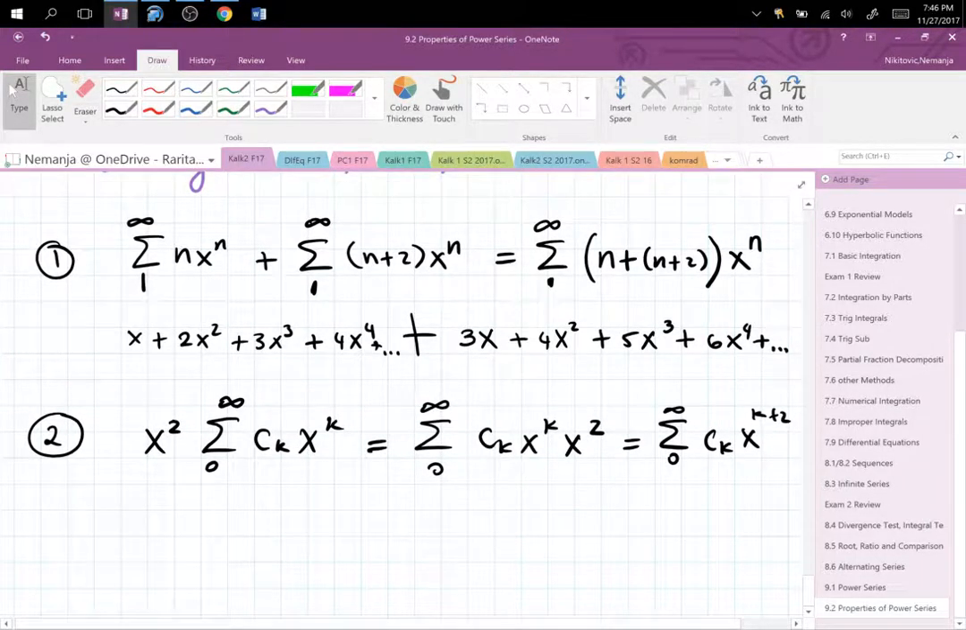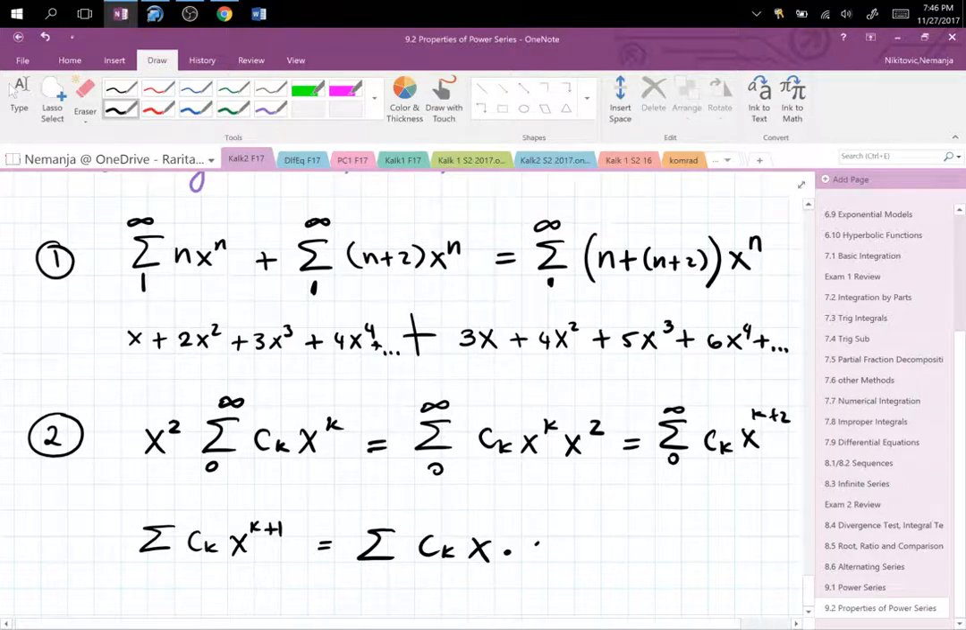In some cases, in differential equations, you will have to pull the x out to match certain things. So if you have summation of ck x to the k plus 1, well, in this case, it's summation ck x times x to the k, and this x is a constant. There are no k's associated with this guy at all. Kick it outside.